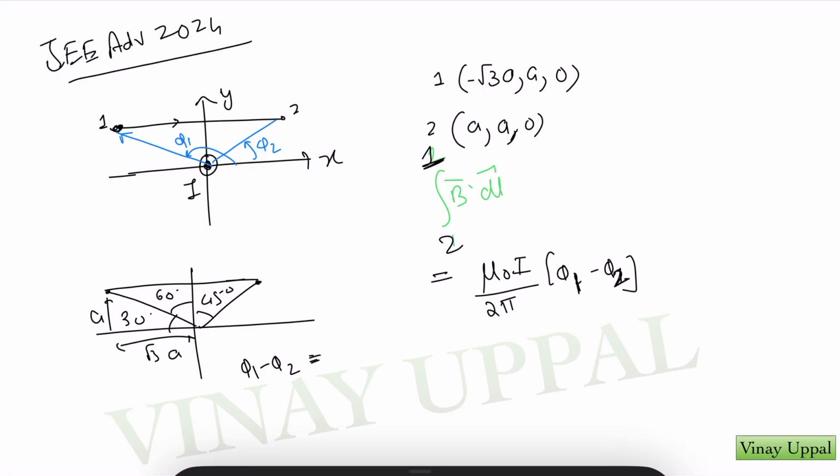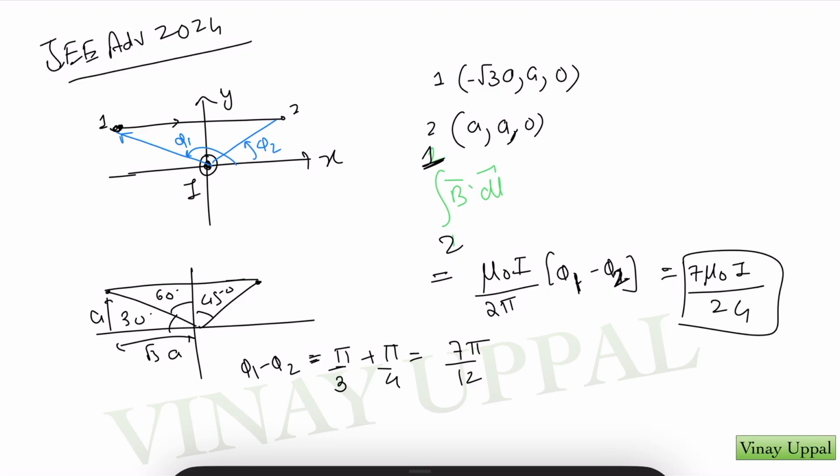And phi 1 minus phi 2 will be basically 60 plus 45, so pi by 3 plus pi by 4. This will be 7 pi by 12. And therefore this will become 7 mu naught I divided by 24, and that was the answer. So it's a pretty straightforward problem, but most students found it very difficult because they were trying to actually integrate in Cartesian coordinates, and that would obviously be very long.